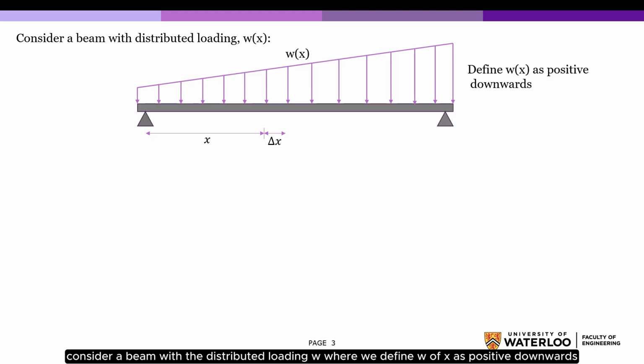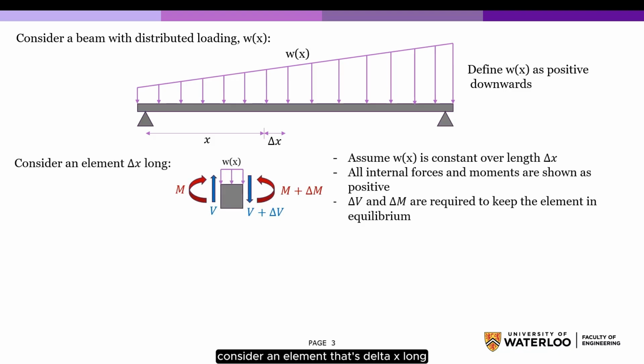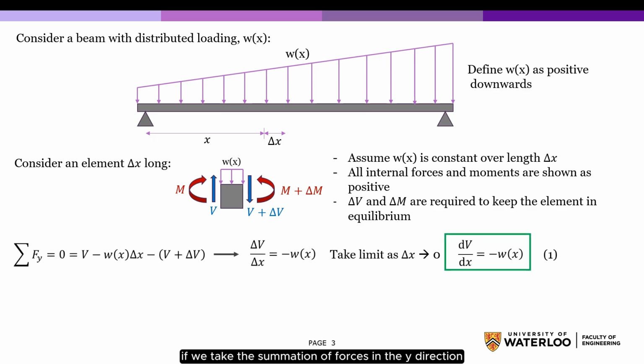Consider a beam with the distributed loading w(x), where we define w(x) as positive downwards. Consider an element that's delta x long. Assume w(x) is constant over the length delta x. All internal forces and moments are shown as positive, and delta V and delta M are required to keep the element in equilibrium. If we take the summation of forces in the y direction and then take the limit as delta x approaches 0, we get the following equation where dV over dx is equal to negative w(x).